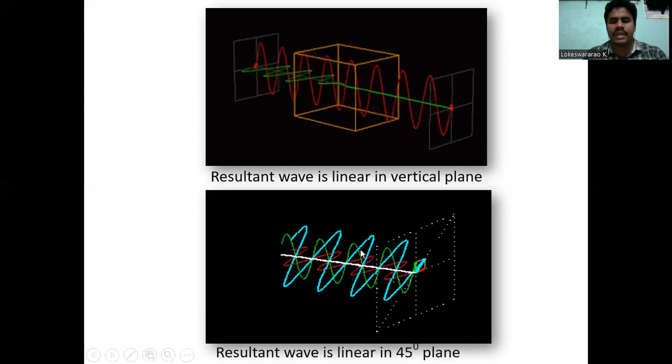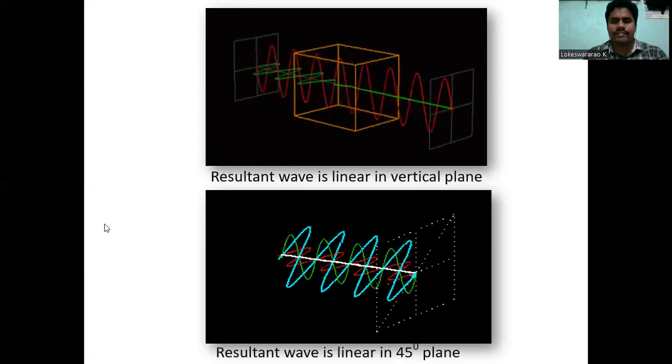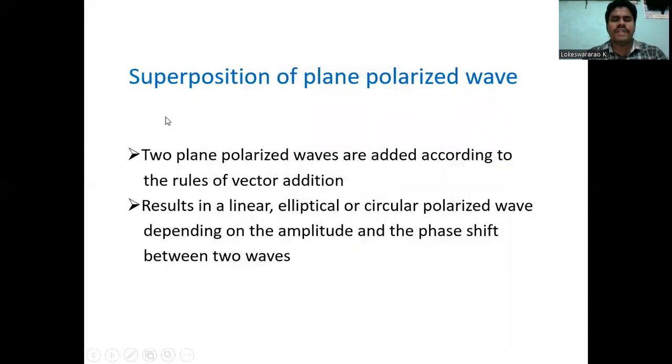ఇది 45-degree plane లో ఆసిలేట్ అవుతుంది. ఇది కూడా linear polarizing vector. When we combine two linear polarized lights, then we get elliptical or circular polarized light. ఎప్పుడైతే మనం two linear polarized light ని కంబైన్ చేసినప్పుడు ఎలిప్టికల్ గానీ సర్క్యులర్ గానీ polarized light మనకి ఎమిట్ అవడం జరుగుతుంది, depending upon the amplitudes and phase shift between two waves.